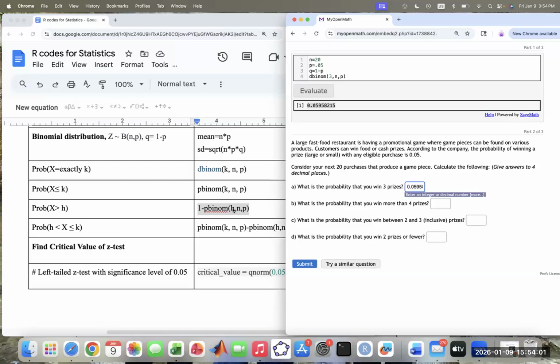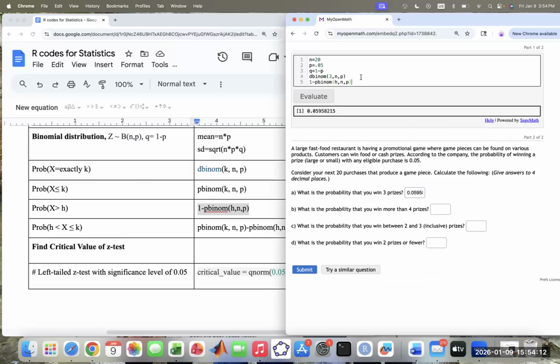So remember, binomial distribution is discrete. So whether you have the equal or not, it means something. So be careful when you're doing that part. Okay, so I'm going to put this one over here. So this one, I'm going to go back here. We want more than 4 prizes, right?